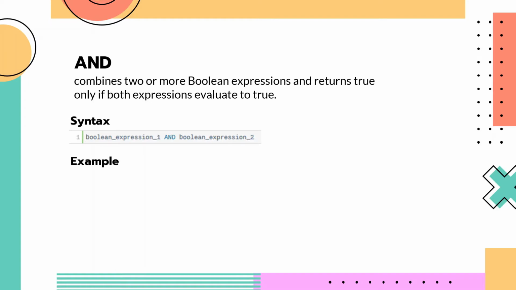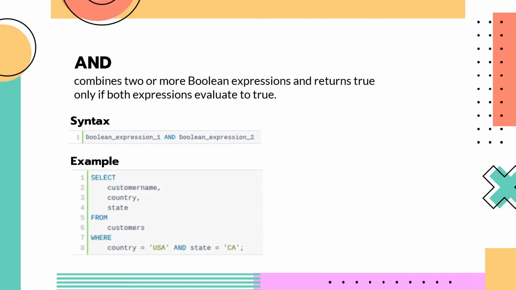The following illustrates an example of using the AND operator. Select customerName, country, state from customers where country is USA and state is CA. So based on the query, it will return the data only if the country is USA and the state is CA.